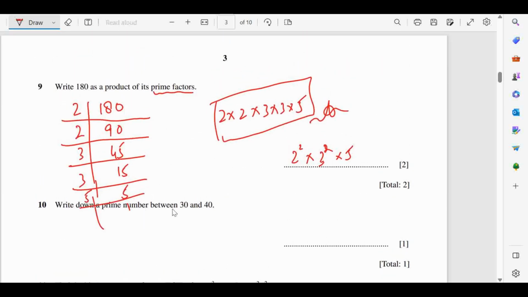Write down the prime numbers between 30 and 40. We have discussed how to write the prime numbers. So we can see that 31 is a prime number because it is not a perfect square, and it comes under the square root.